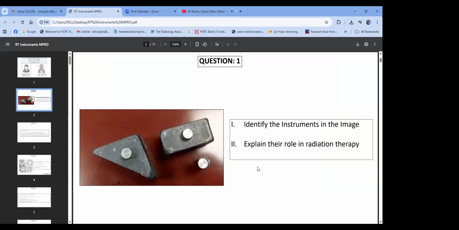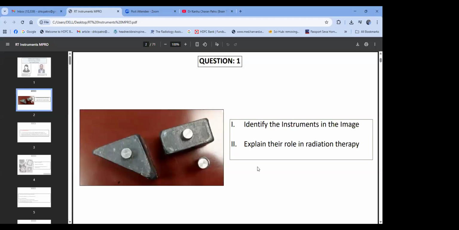So, coming to the first question. Identify the instruments or objects in the image and then explain the role in radiotherapy. Sir, the image is that of a lead shielding block. It is commonly used to protect normal tissues from radiation exposure. They are placed in the path of the radiation beam to shape the treatment field and shield the organs at risk, sir. Okay.